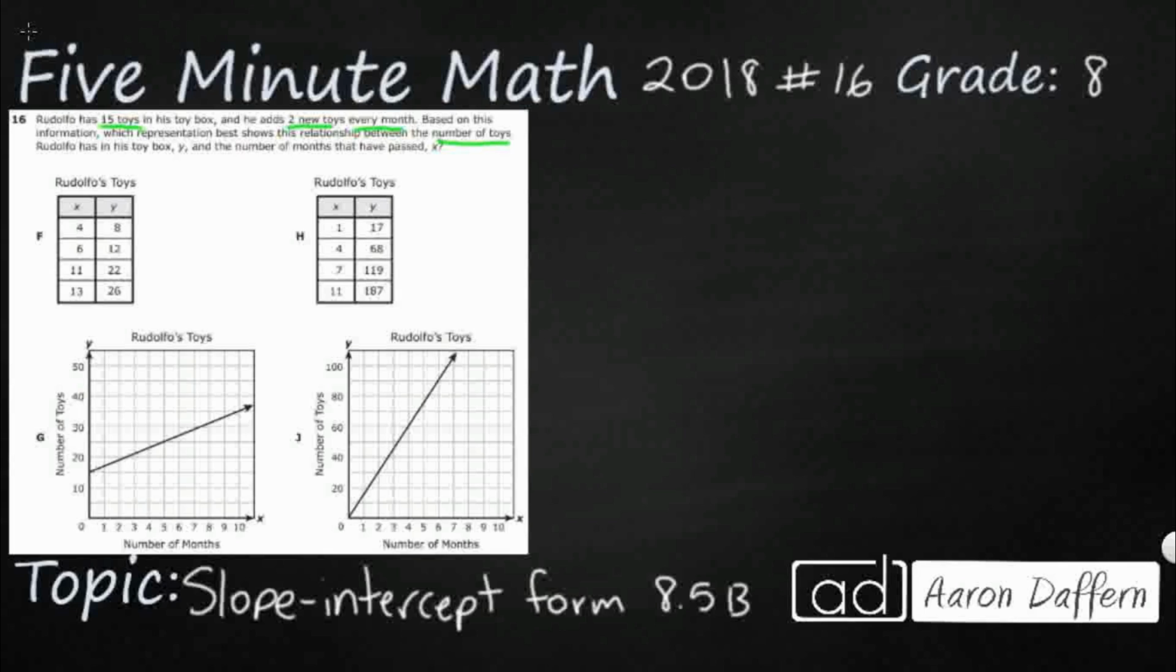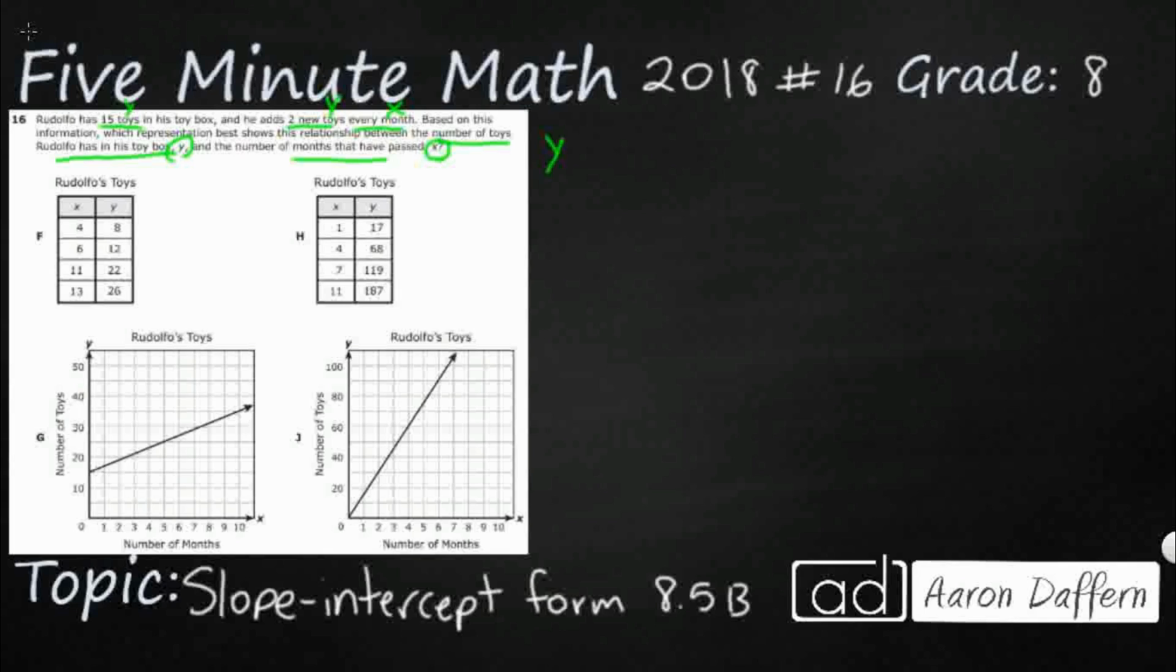All right, so the number of toys he has in his toy box, that's Y. And then the number of months that have passed, so our months, that's going to be X. All right, so we've got 4 different representations, and the interesting thing is 2 of them are graphs and 2 of them are tables. So let's do a little bit of calculation, but we need to find our equation first.